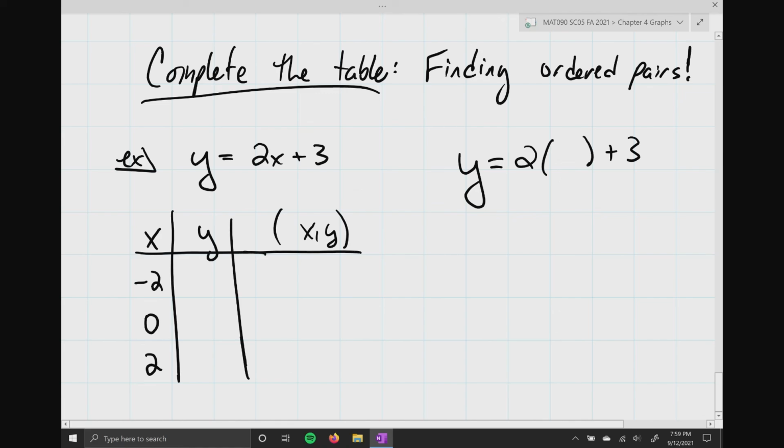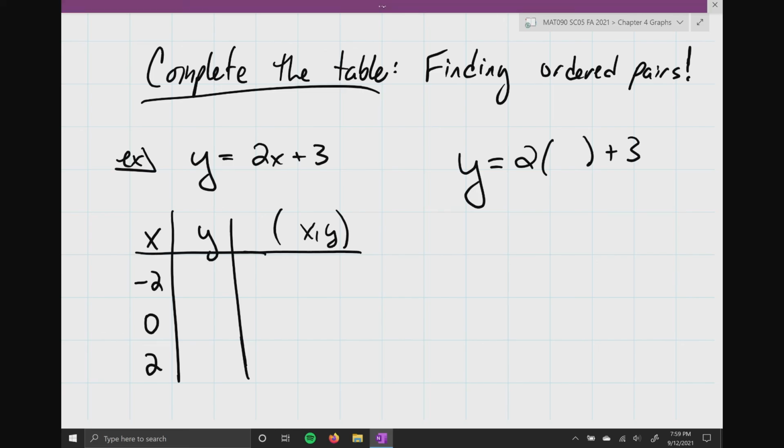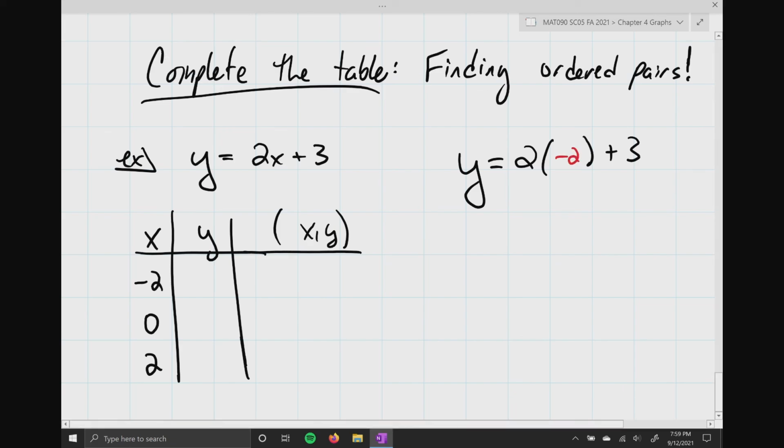Wherever I see the variable x, I'm going to put a parenthesis. Notice I didn't do that for y, and that's because I don't know what y is. I'm trying to find that. But what I'm going to do is take my first x value, which is -2, and substitute it in. And what we're going to find is that when x equals -2, y is going to equal -4 plus 3, and -4 plus 3 is -1. So when x equals -2, y equals -1, and the point is (-2, -1). And that's as hard as it gets. That's legitimately as hard as it gets.